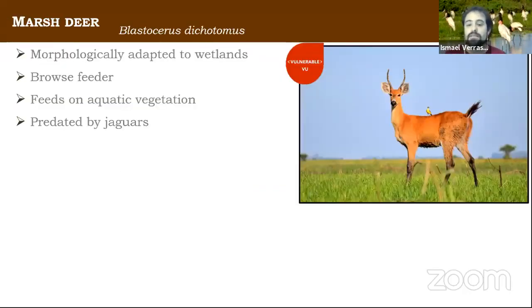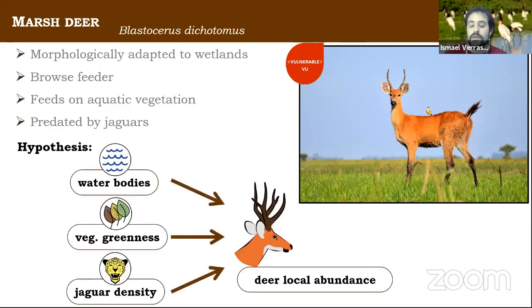So based on some characteristics of marsh deer, we tested three hypotheses on the influence of landscape variables, in this case water bodies, vegetation greenness, and jaguar density, on the local abundance of marsh deer.